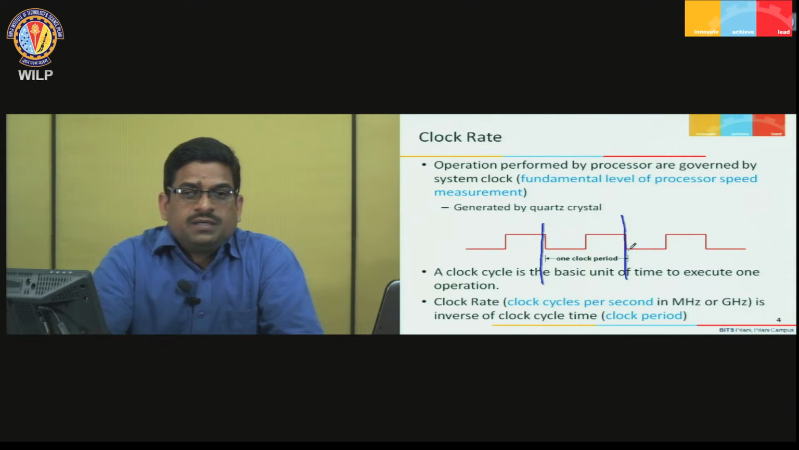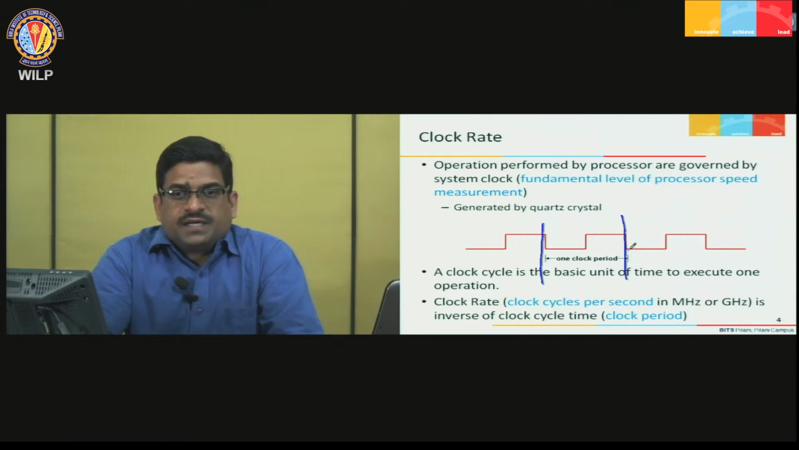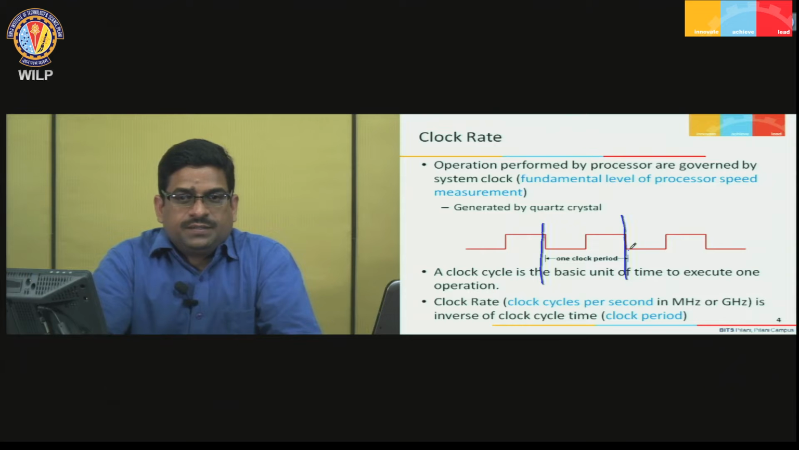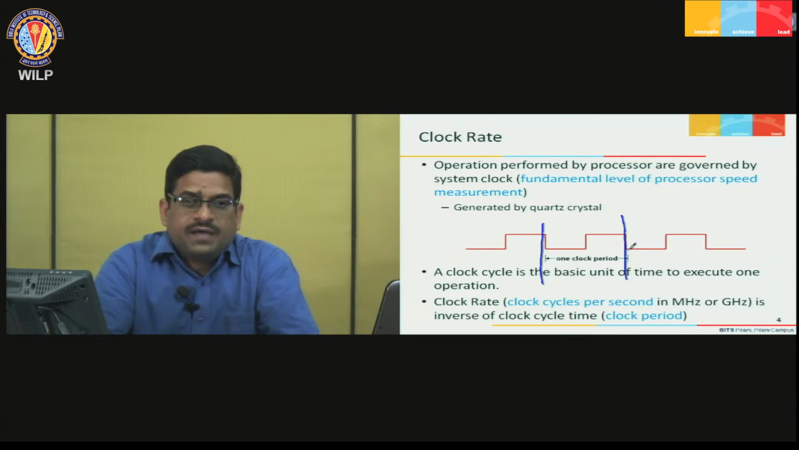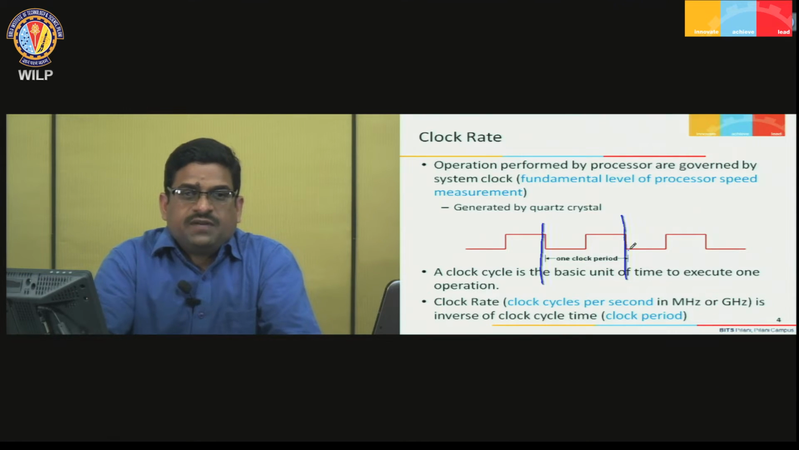It is measured in terms of clock cycles per second, which is called the clock rate. And another factor is the clock period. For higher frequency, we measure in terms of megahertz or gigahertz or terahertz. So, giga means 10 to the power 9 cycles per second, mega means 10 to the power 6 cycles per second.